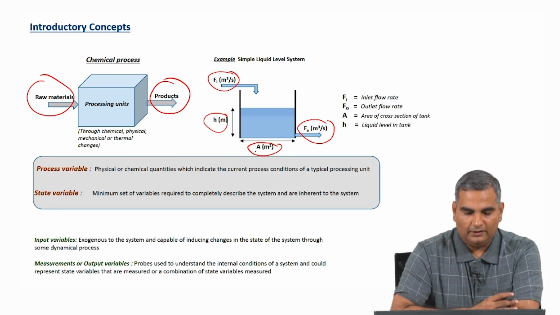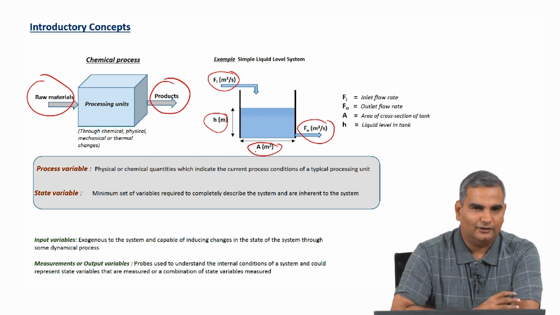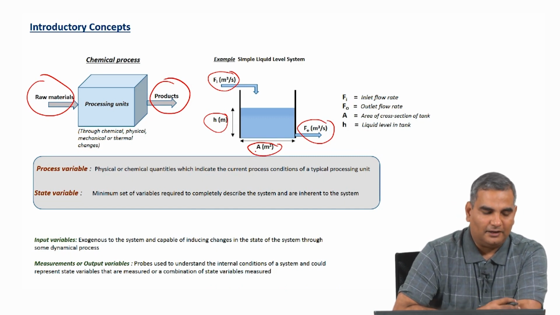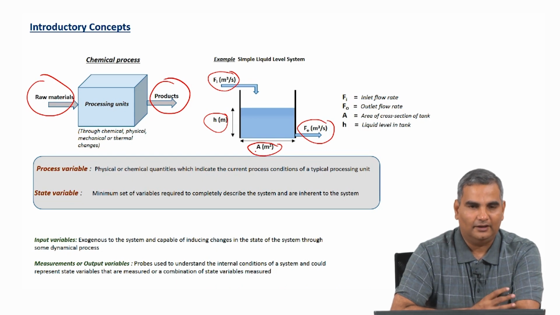Now, these process variables could be further categorized as input variables, output variables or measurement variables, or state variables. So, I am going to explain each one of these in this lecture. State variable is an important concept, and it is also a slightly difficult concept in the sense that sometimes it feels that we call some variables as state variables arbitrarily. Sometimes it feels that we could have equivalent sets of variables being called a state variable and so on.